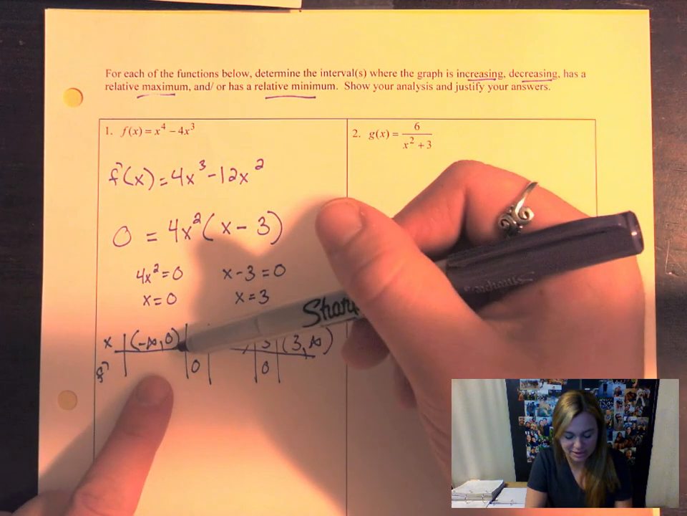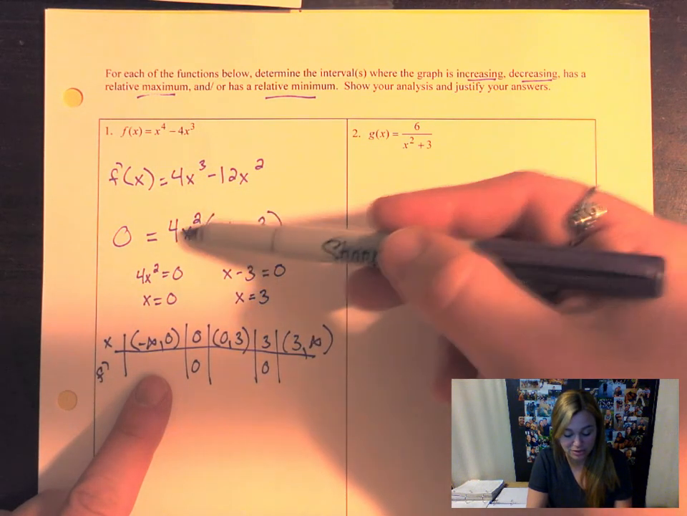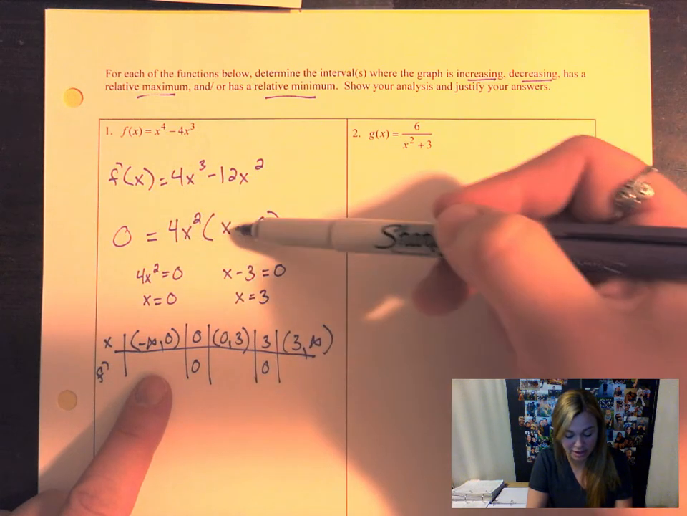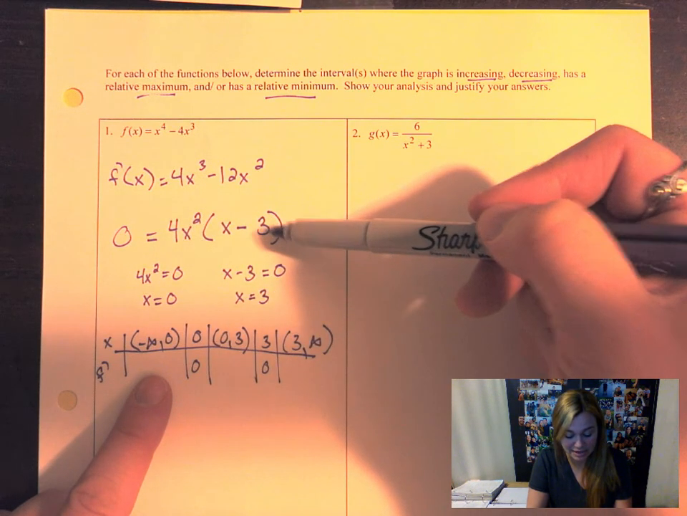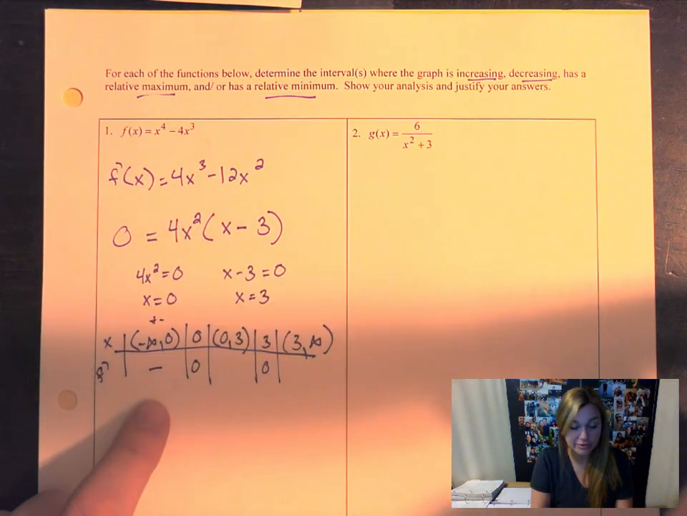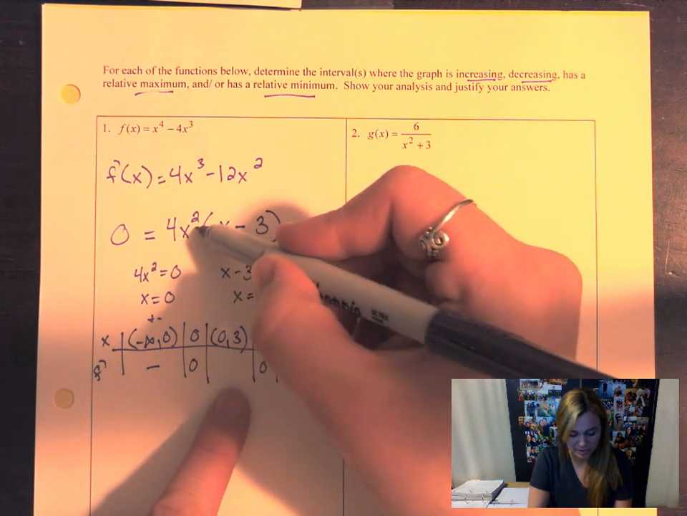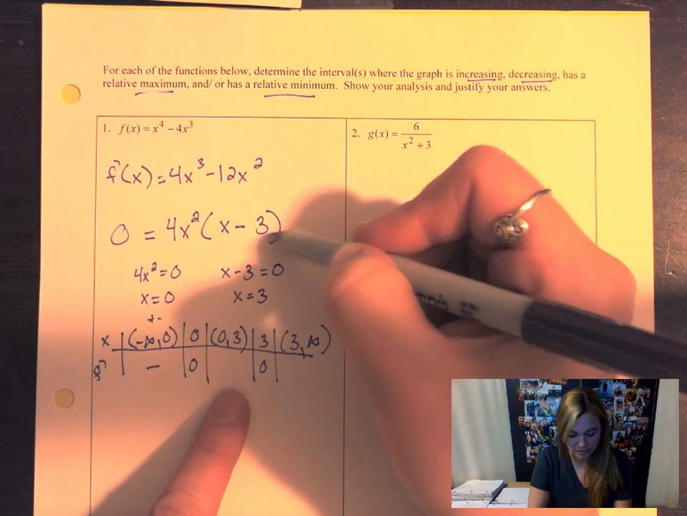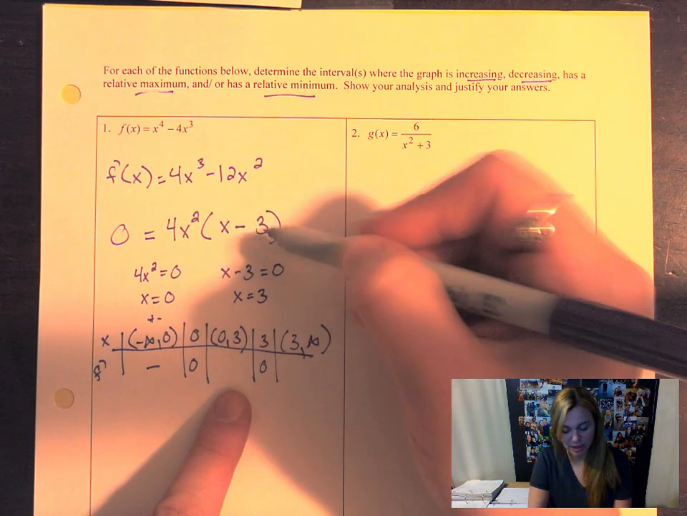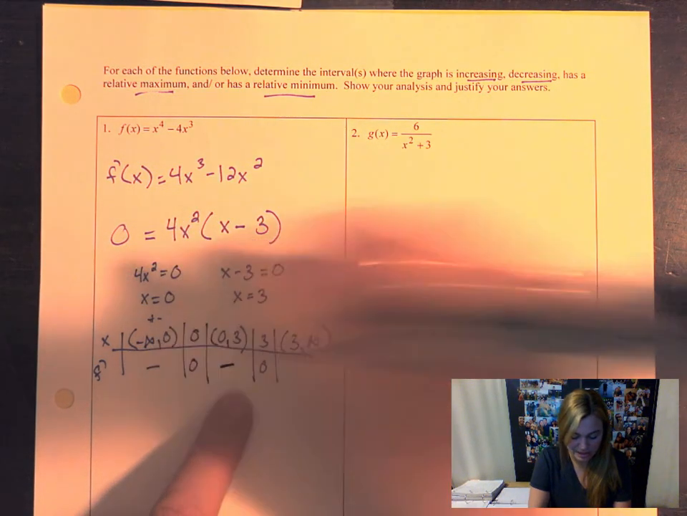So negative infinity to 0, let's say negative 100. If I take negative 100 squared times 4, this would be positive times positive. Negative 100 minus 3 is going to be negative. So a positive times a negative gives negative. From 0 to 3, I'm going to pick 1. This would be 4 times 1 squared, positive, and really anything here is going to be positive every time. So the only thing we're really looking at is this. 1 minus 3 is negative 2. Positive times negative 2 is negative.